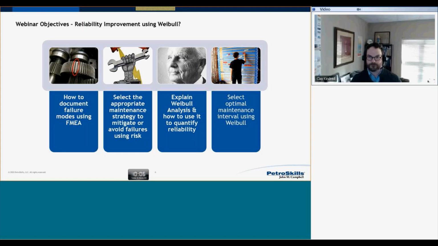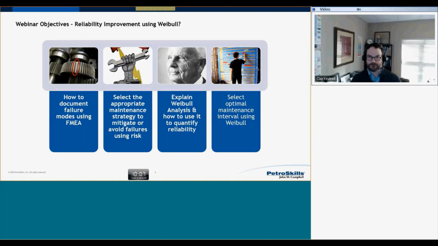And the good thing about the Weibull analysis is that it will allow us to figure out what the optimum maintenance interval is going to be if we're doing planned maintenance. And also use the term optimal. And the really powerful thing about Weibull is you don't need a lot of data.